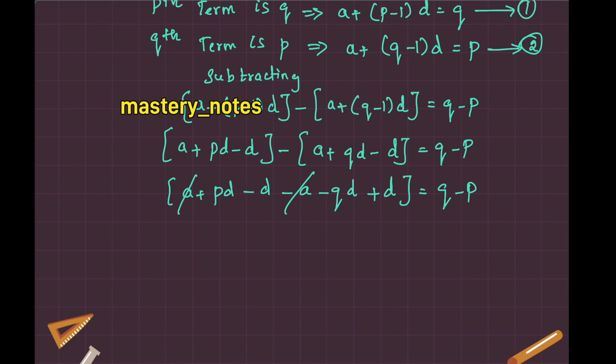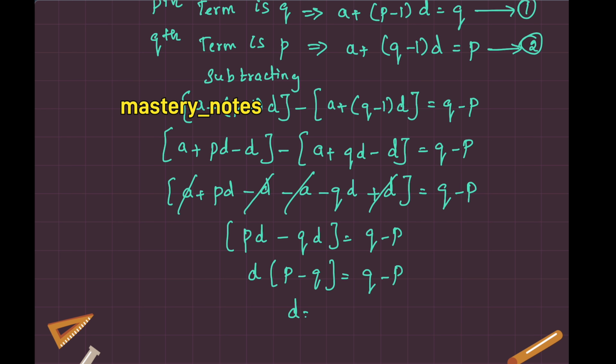Now plus a and minus a becomes 0, plus d and minus d becomes 0. We will have pd minus qd, which is equal to q minus p. So d is common, we can write it as d times p minus q, which is equal to q minus p. So d will be q minus p over p minus q, which is equal to negative 1. So the common difference is negative 1.